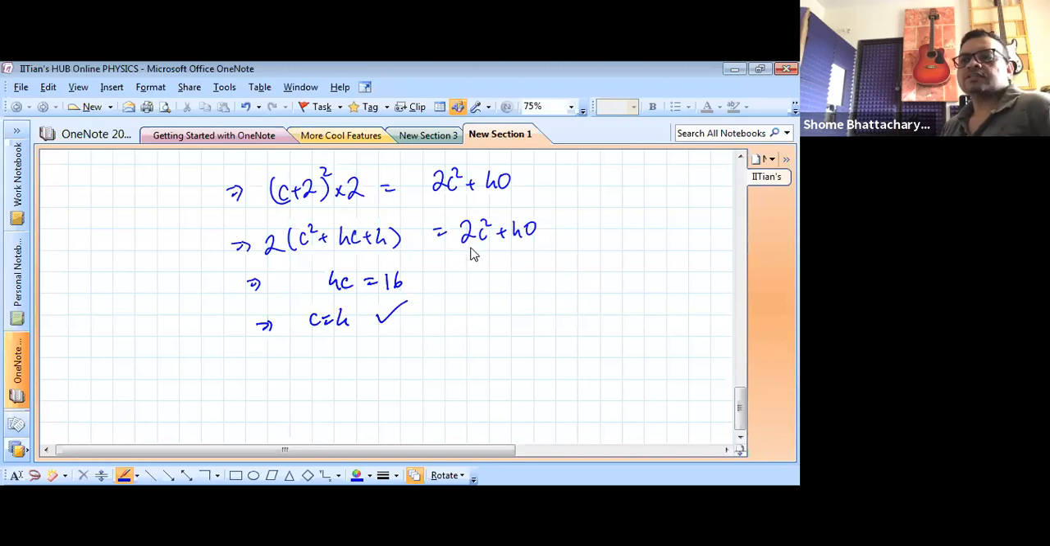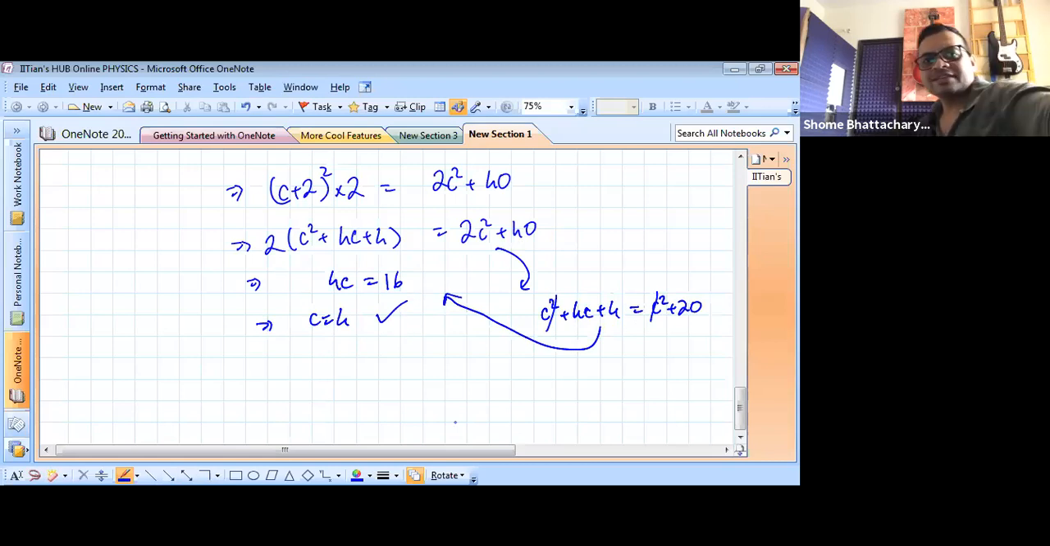No, beta, this will cancel with the 2, right? Next step: this will actually become c square plus 4c plus 4 is equal to c square plus 20 on the other side. So c square can cancel off. Okay. So yeah, this is a little bit more lengthy, but you can use this method also.